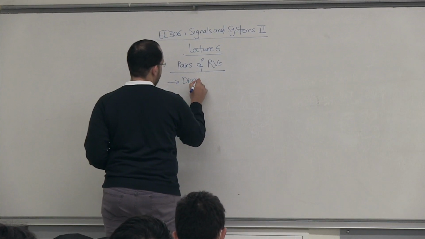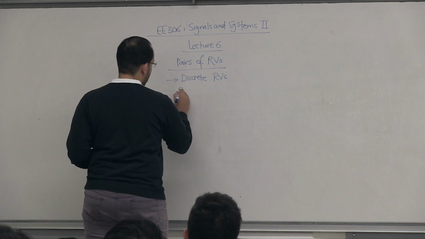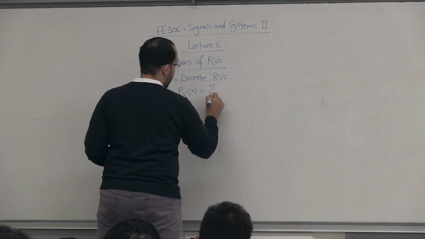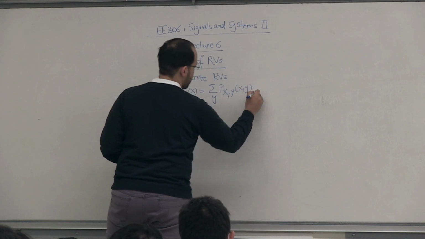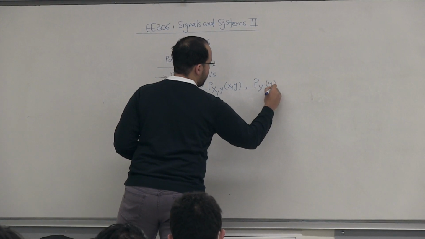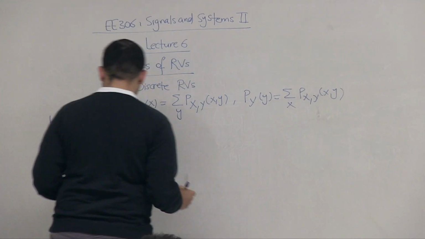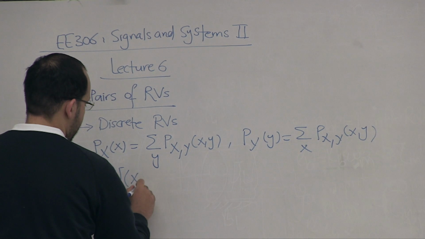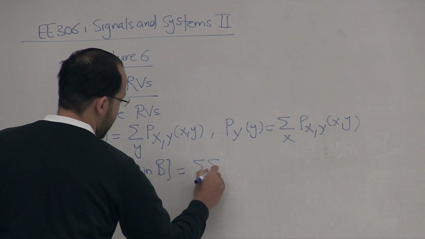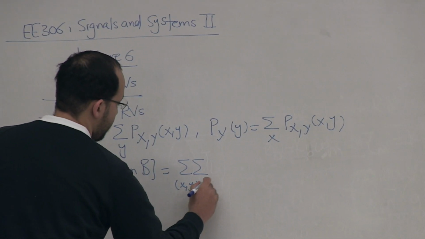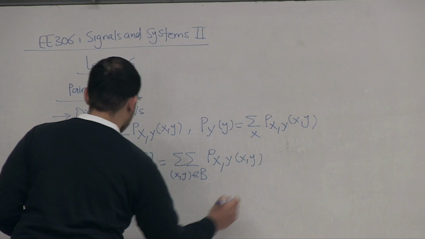Let's start with the discrete case. The marginal probability mass function, Px of x, is the summation over y, the joint, and the same for Py of y, summation over x, the joint. The probability of the pair x and y being a point in some plane B is the double summation of x and y belonging to this plane B, Pxy of x and y.